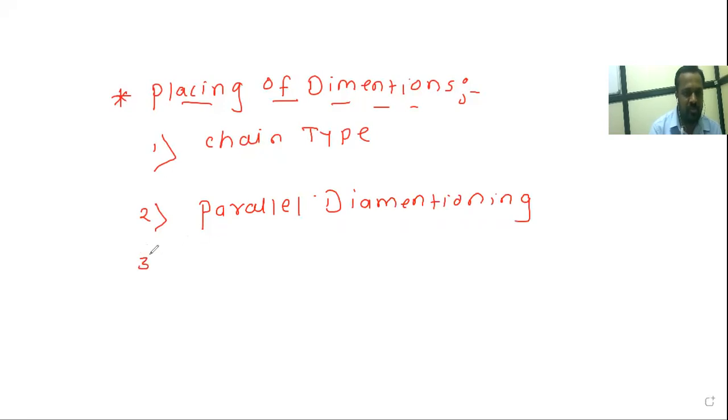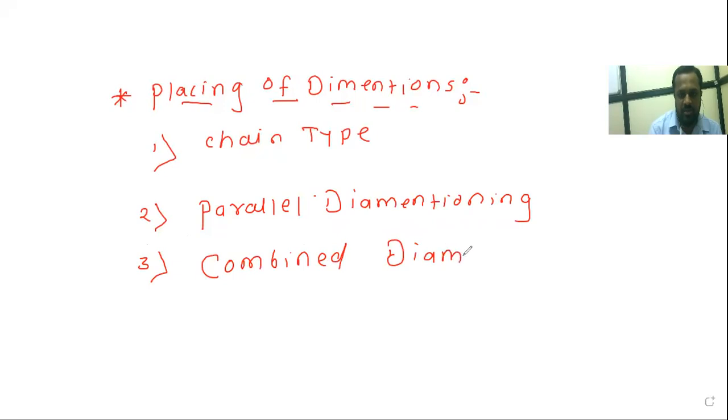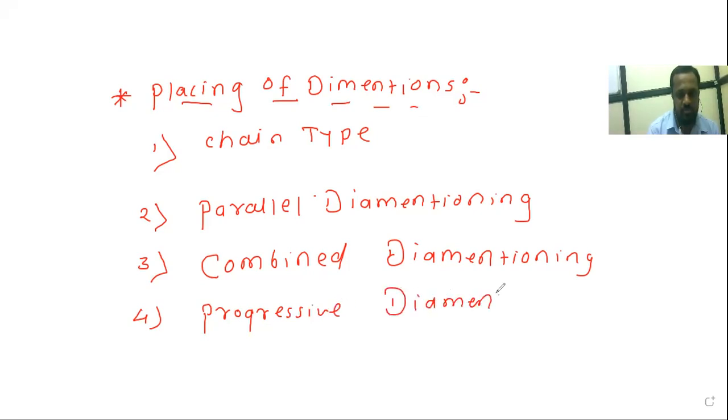Then the third is the combined dimension system, and the fourth is progressive dimension. These are the four types of placing of the dimension. In this way we can place the dimensions.